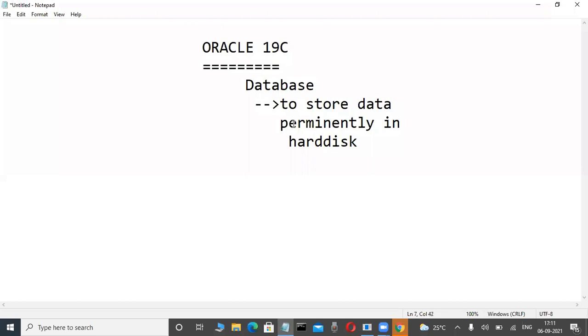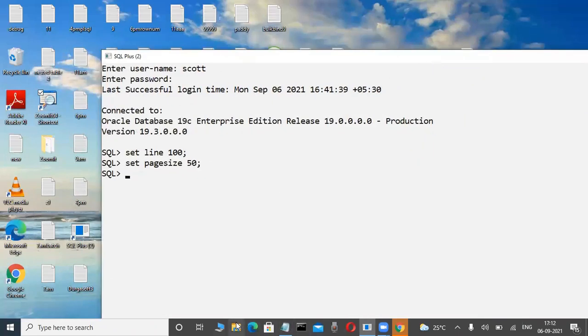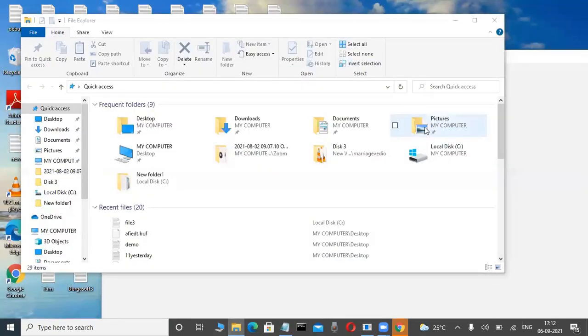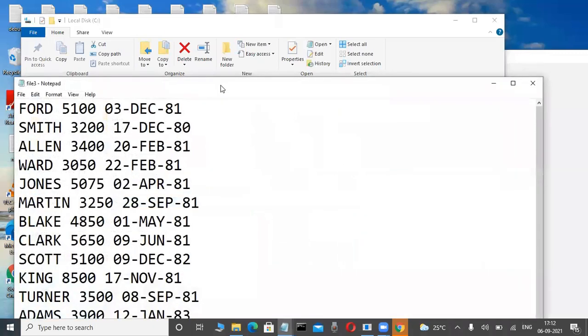Now observe slowly. Database is all about storage of data, but not only storage; it also deals with efficient retrieval of data. That is important. Suppose, without these database softwares, in a Windows operating system, I can also store data. Here is a file in the C drive, and in a file format we are storing data permanently.